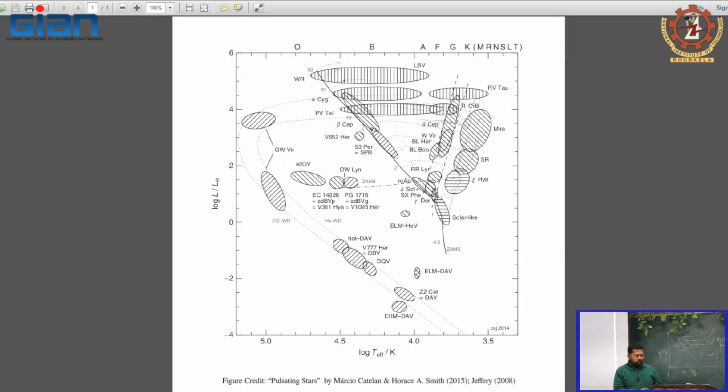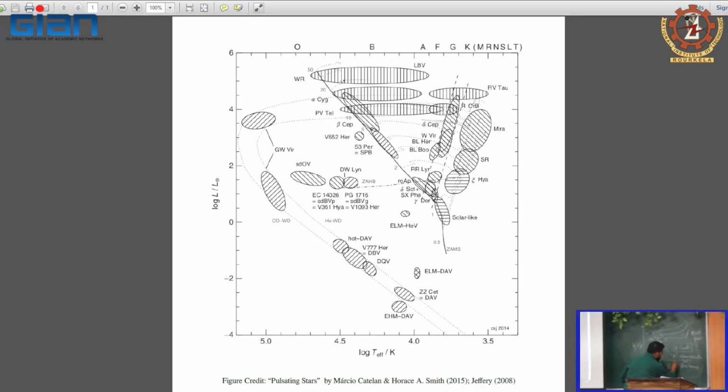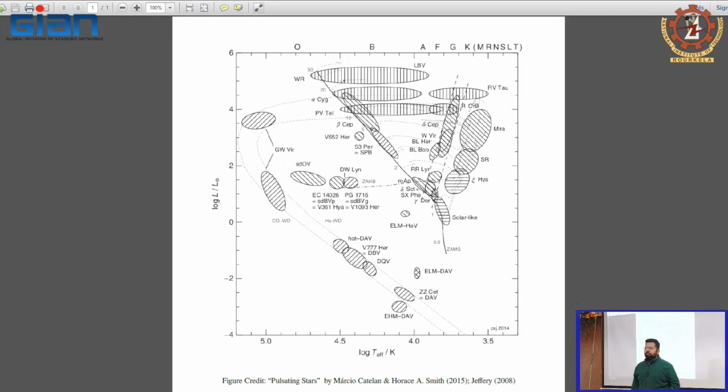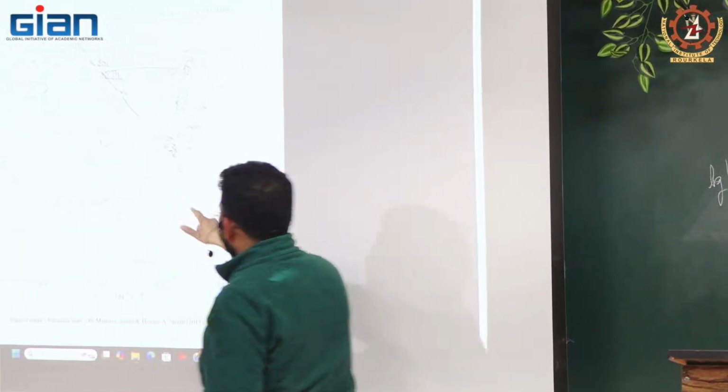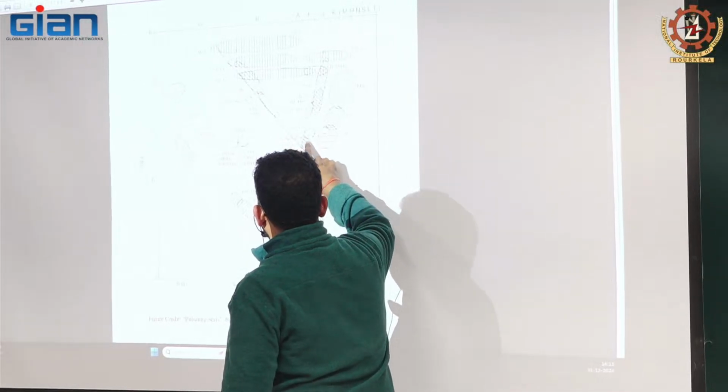Okay, so what does that mean? This class of stars is going to have certain common properties, and their period would be, for example, in the range of a few minutes to a few hours. I don't remember the exact number, but I think if I take a number like 8 minutes to 8 hours or 10 hours or something like that. So these delta Scuti stars are going to pulsate, or show variation in their light profile, on a time scale from a few minutes to a few hours. Okay, they are basically marked here in this region. Actually, you see here these ones.